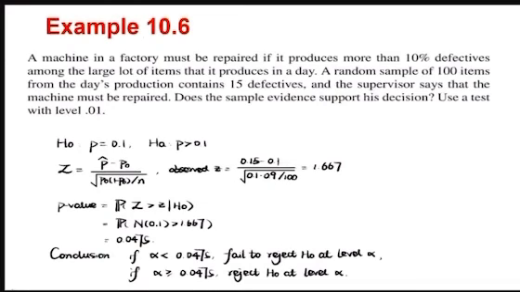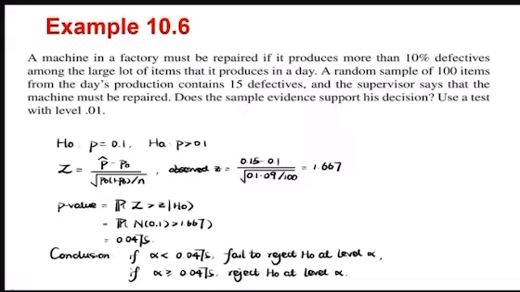Now let's look at an example. I want to walk you through an example on proportion. We've been working on the mean and difference of means, but we could also have a hypothesis statement about a proportion. A machine in a factory must be repaired if it produces more than 10% defectives among the large lot of items that it produces in a day.